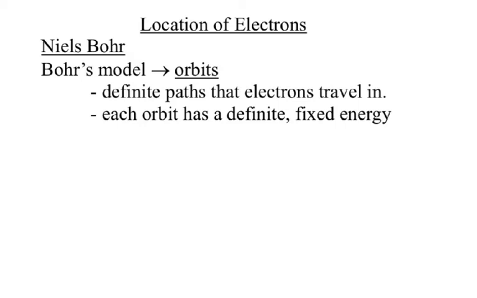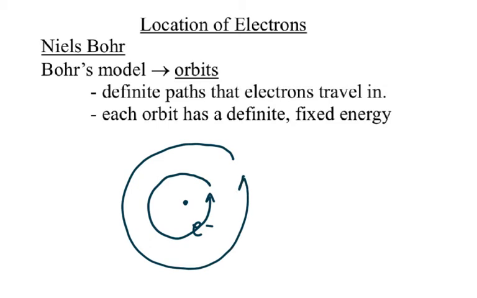So this is kind of like a planetary model. Think of the nucleus as the center, and an orbit would be a definite path where the electron, being negatively charged, travels. That would be one orbit. This would be perhaps a second orbit, a second energy level. And it kind of resembles the planets going around the sun.